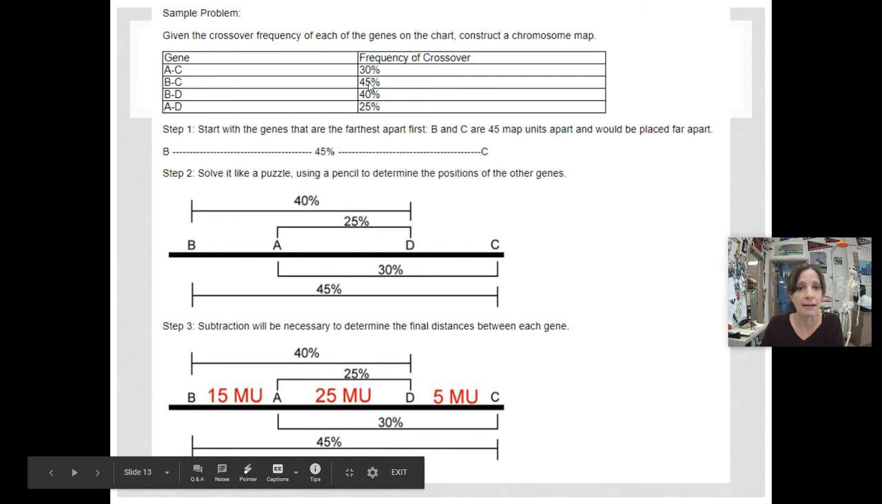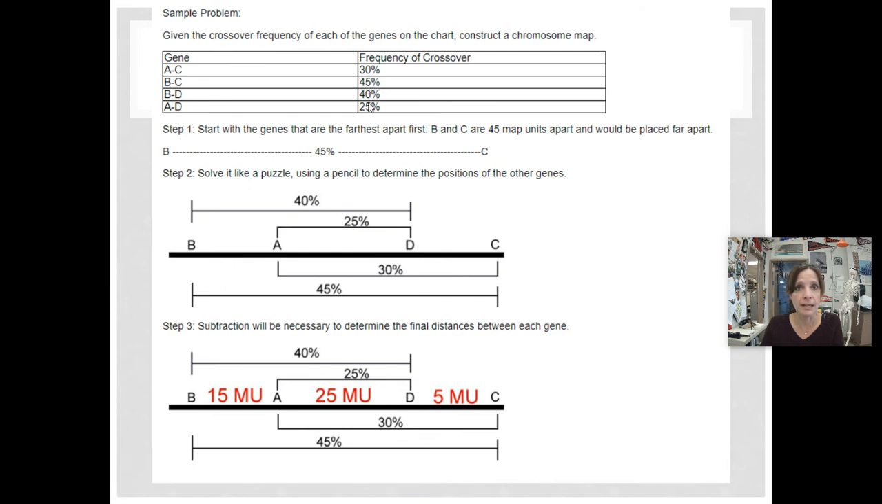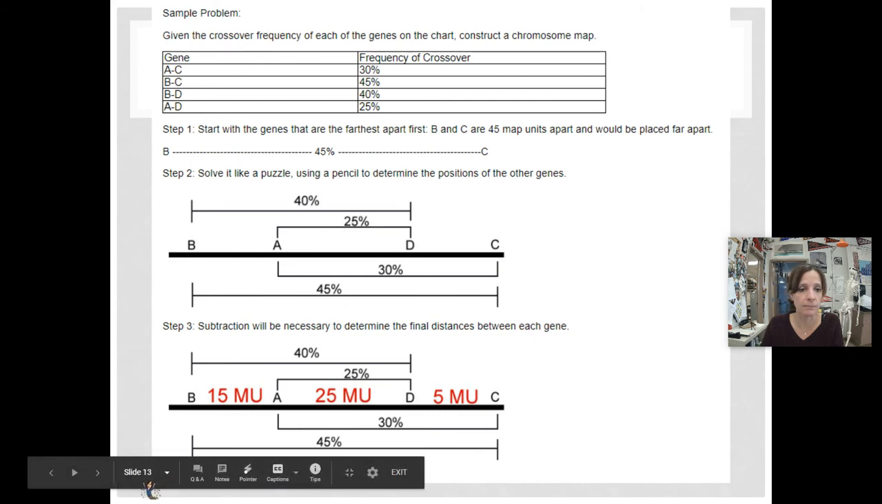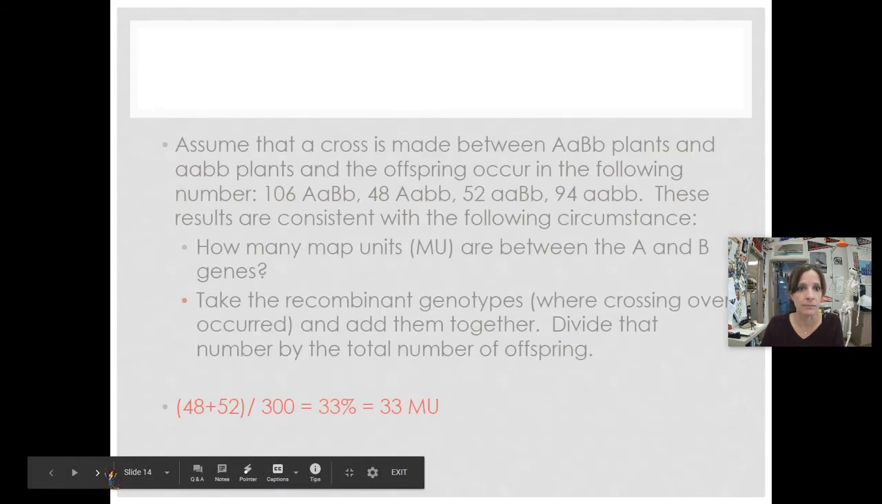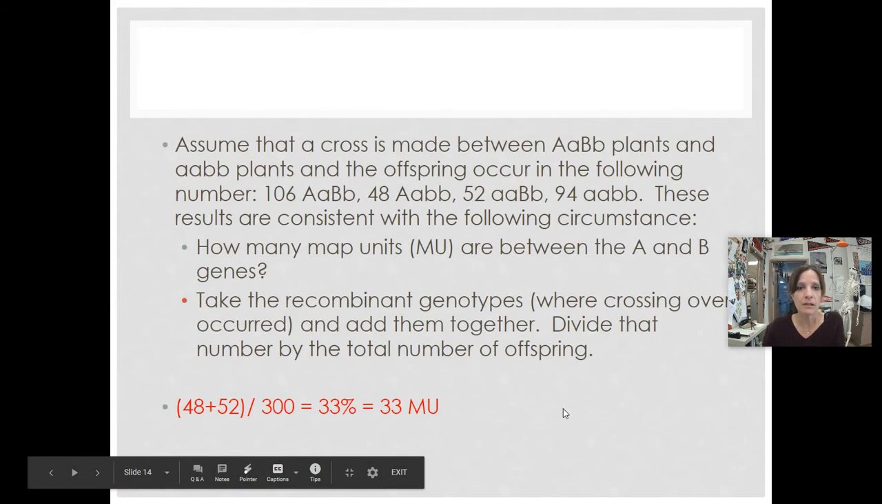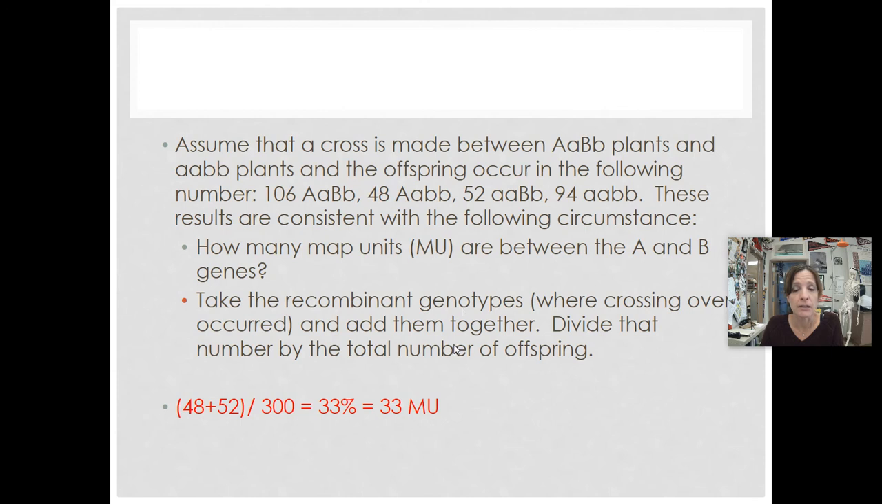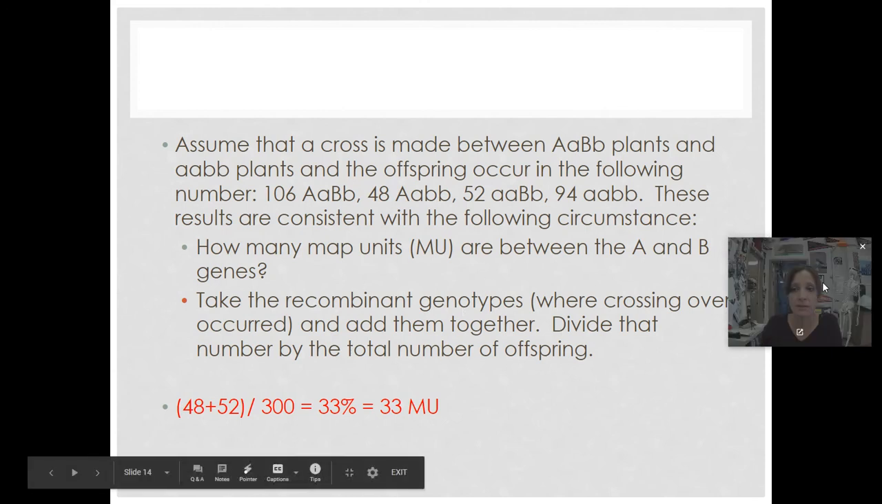And so the ones that have the most crossover between them are going to be the furthest apart, and the ones that have the least amount of crossover between them are going to be the closest together. Okay, so we're going to do this one as a task, and we'll explain it, and then you're going to try a couple on your own and pause the video.